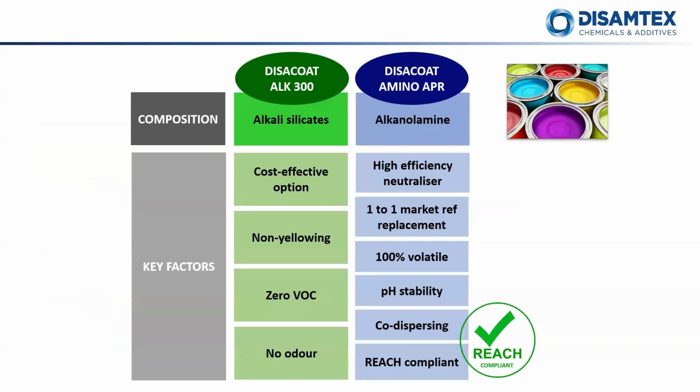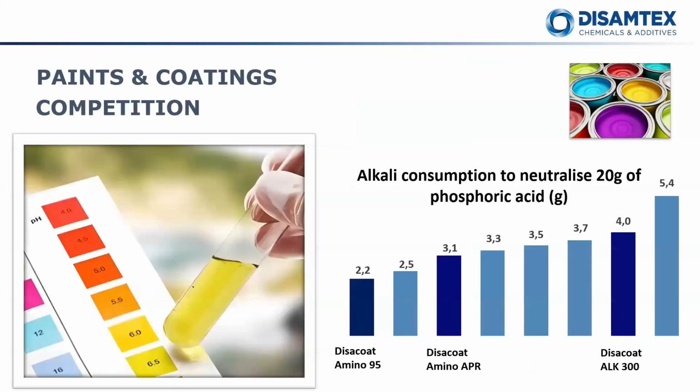In summary, amino APR is also a star performer in the category and holds the REACH certification. ALK 300, on the other hand, is the standout in our silicate range. It's easier to handle due to its odorless nature, and also carries strong environmental appeal as a zero VOC product. So our great enemy in this case is ammonia, and we focus on replacing this sort of chemistry in our customers. Amino APR is a one-to-one replacement of AMP95.